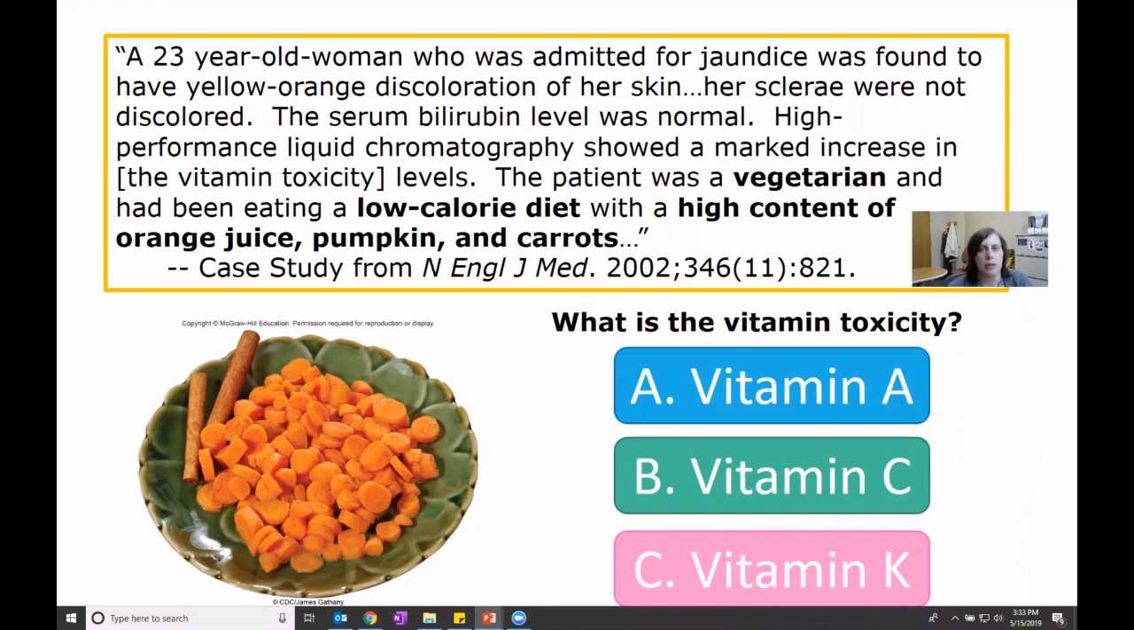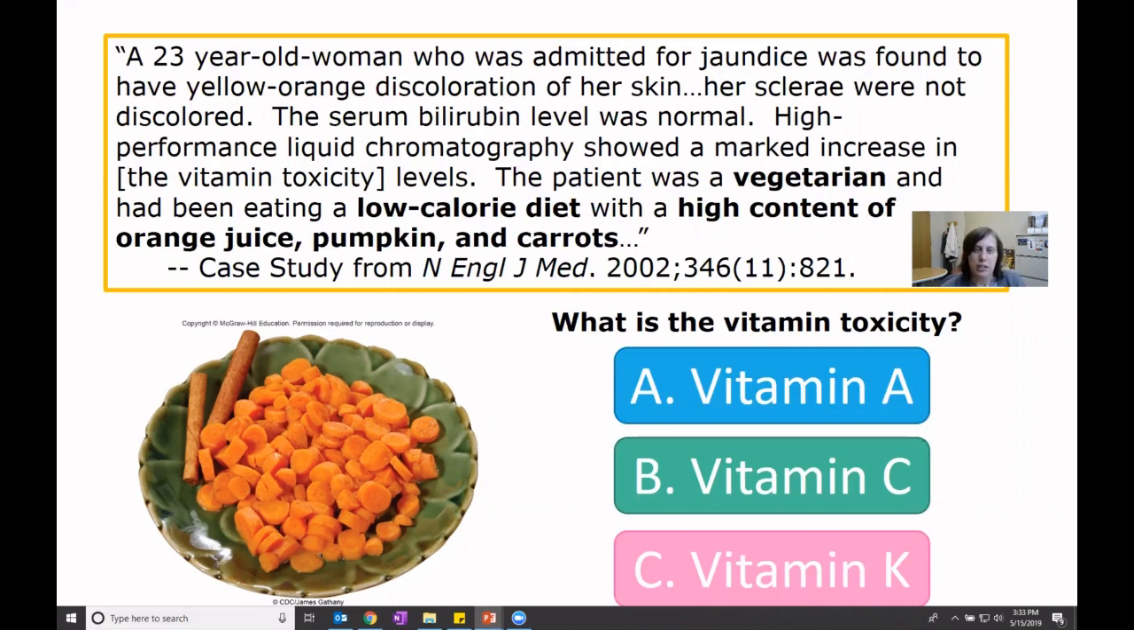This one is a couple of things. They looked at serum bilirubin to make sure that it wasn't something with liver function, and also that she didn't have jaundice. Jaundice would indicate you'd see yellow in the sclera or the whites of the eye, and you can see serum bilirubin levels high. That indicates that it's related to jaundice. But because those things were not there, the discoloration of her skin was really based on her diet. So the question is what is the vitamin, in this case, toxicity? So this is toxicity of a vitamin.